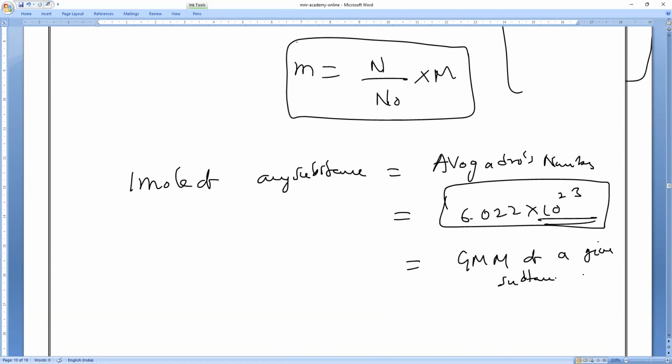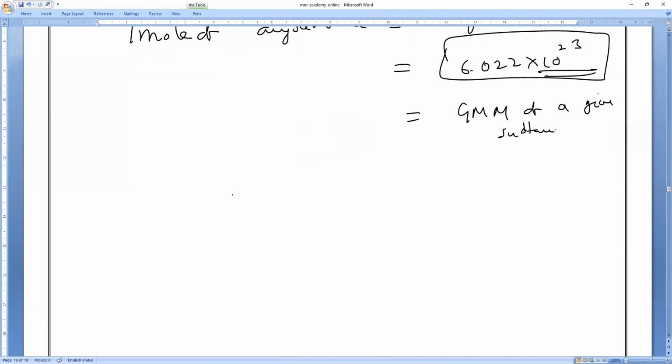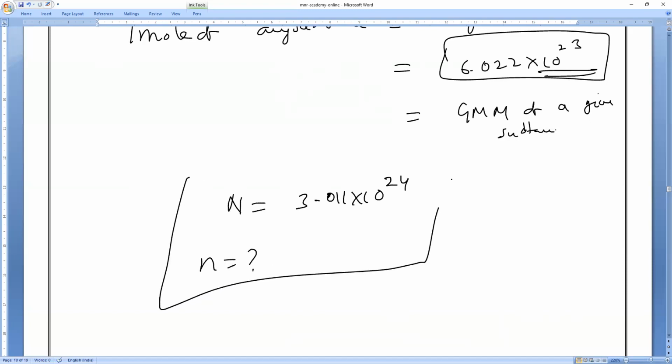Okay, everybody? I hope now you understand. Shivani, clear? So now, for example, I'll give you: given number of particles is 3.011 into 10 power 24. Calculate the number of moles. That is the question. Given particles is 3.011 into 10 power 24. Now n is equal to how much? What is the formula?